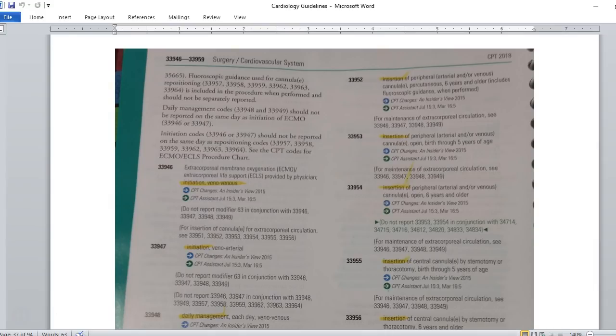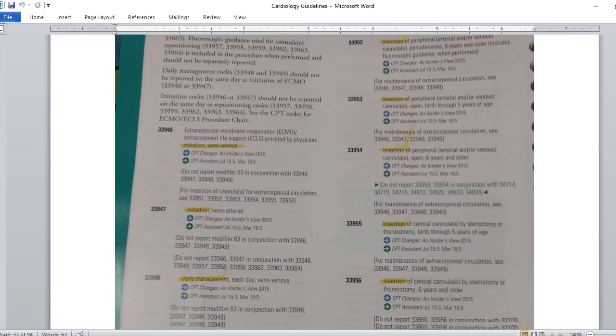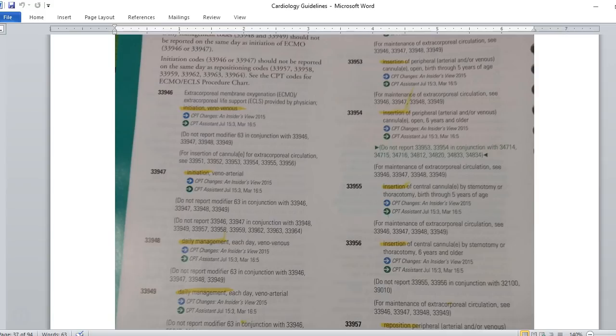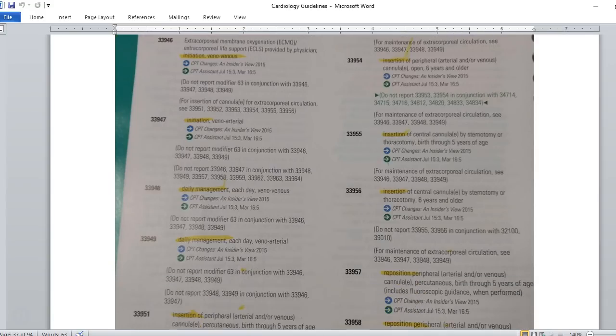And again, you can look up ECMO in the back of the book, or extracorporeal membrane oxygenation, and you can see what we are doing for the patient. Now again, I want you to see we have things like insertion of a central cannula by sternotomy or thoracotomy, birth through 5 years of age, and then 6 years or older. So there are some age components here, and there's 2 reasons. Number 1, children are generally smaller than adults, and number 2, babies are more complicated.